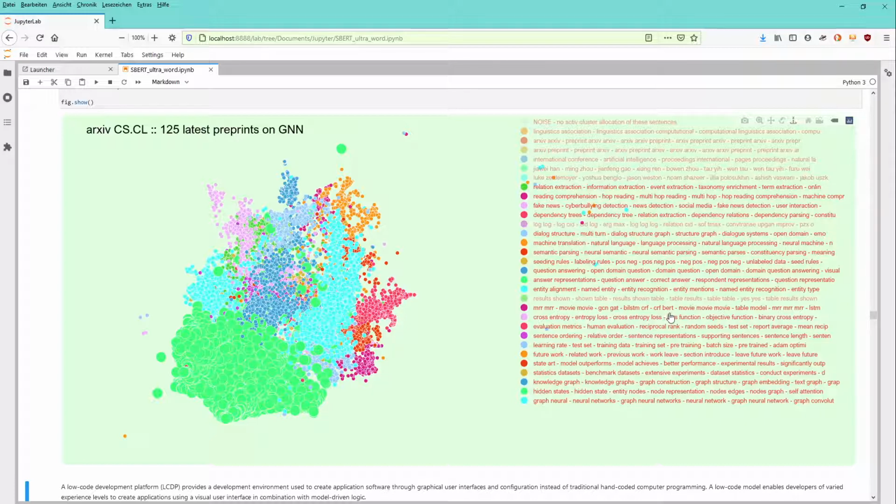And if you find a cluster, like say this one here, where you have the BERT model or an LSTM model or the GAT model for some graph neural network, you can start to dive into this cluster, but this will be a topic in my next video.